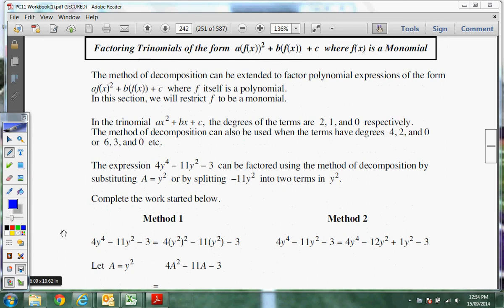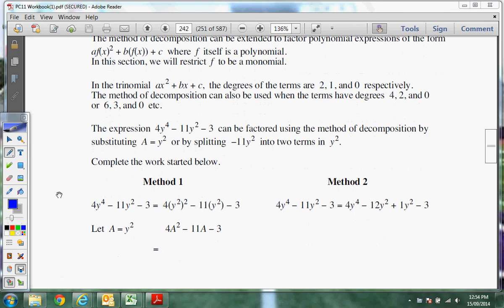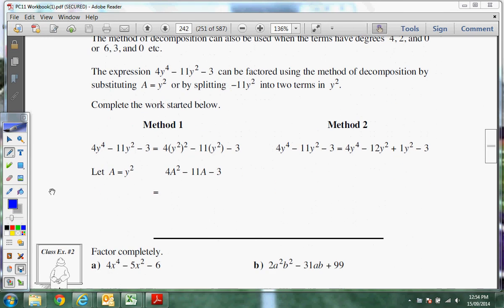All right. Factoring trinomials of the form a times f of x squared plus b times f of x plus c. Just what we've been talking about. f of x is kind of like what you're throwing in there. I think the best way to explain it is just that they're trying to make you substitute here.